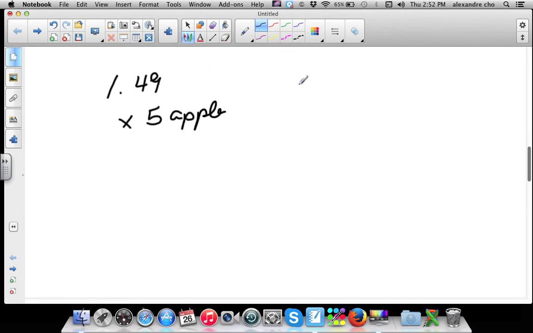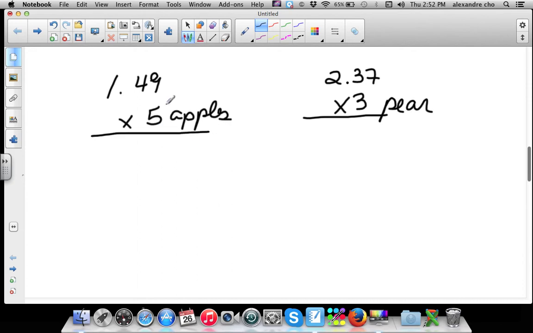And he also bought pears. The pears were $2.37, and he only bought 3. So the question here is, which cost more, the apples or the pears, and by how much? Well, let's figure it out. It's a multiplication problem. I'll write here, there are 2 decimal places here, none over here, so there's a total of 2 decimal places combined. I'll write 2D, 2 for decimals.